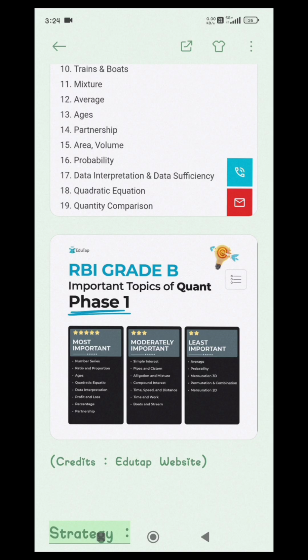The main and most important thing is that when you see most important, moderately important and least important, least important doesn't mean you leave it. It means that you should not concentrate all your focus on those topics only. Your priority should be the most important ones, then the moderately important ones and the least important ones, because nowadays you cannot predict any examination, and vacancies are less, so you cannot predict the paper. Maybe this time they can give something from permutation, something from mensuration, so you should be prepared.